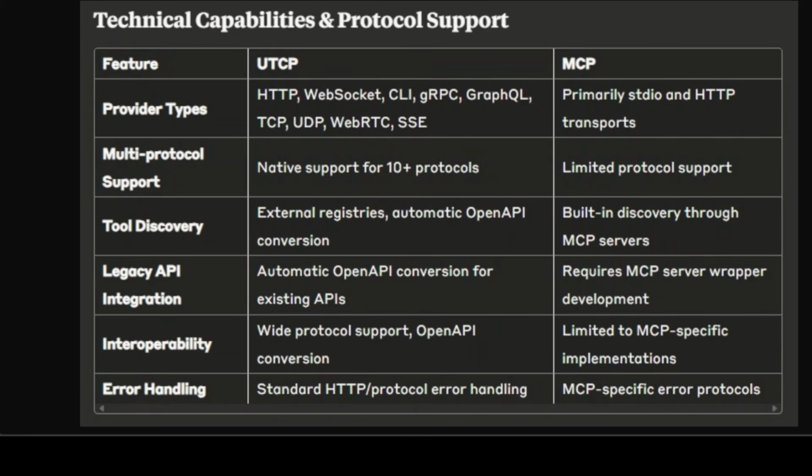If you look at this table, it shows you UTCP's key advantage is its comprehensive protocol support and automatic OpenAPI conversion that allows instant integration with existing REST APIs without custom wrapper code. It supports 10 plus protocols natively already, which means UTCP can integrate with virtually any infrastructure. MCP's limitation to primarily STDIO and HTTP creates integration barriers and requires protocol-specific handling, while UTCP uses standard web debugging tools.